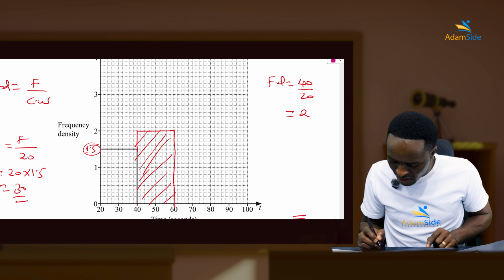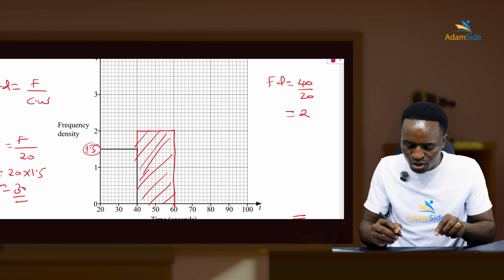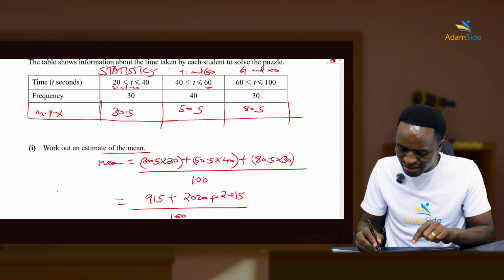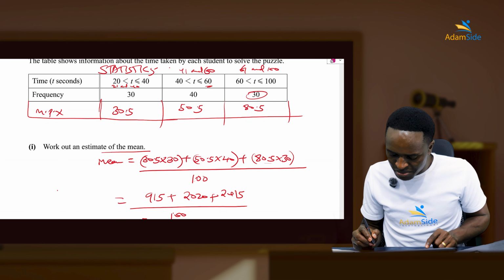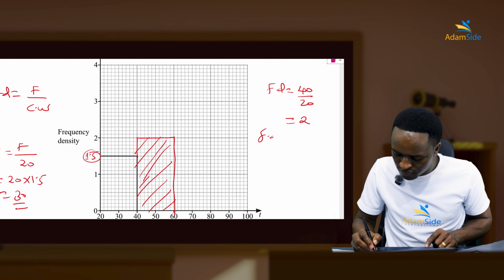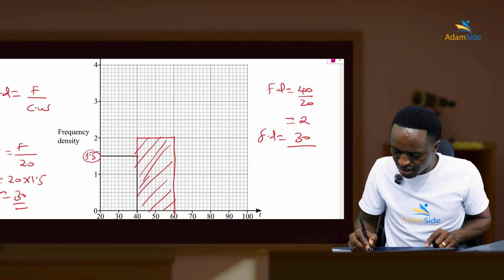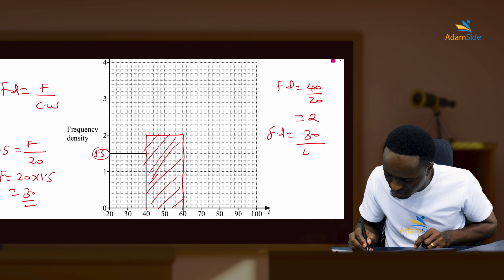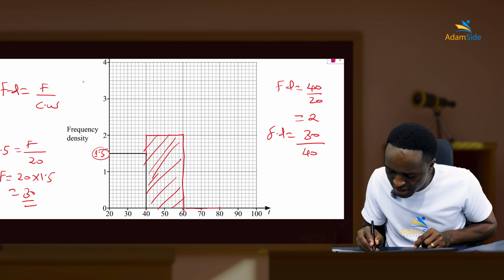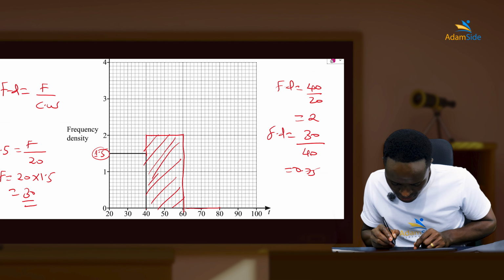And then there is another one for 100. For 100, we go back to the question. Our frequency is 30, so frequency divided by the class width. The frequency is 30, divided by the class width, which will be 40 because there are 2 bars. So this frequency density will be 30 divided by 40, whereby you get 0.75.